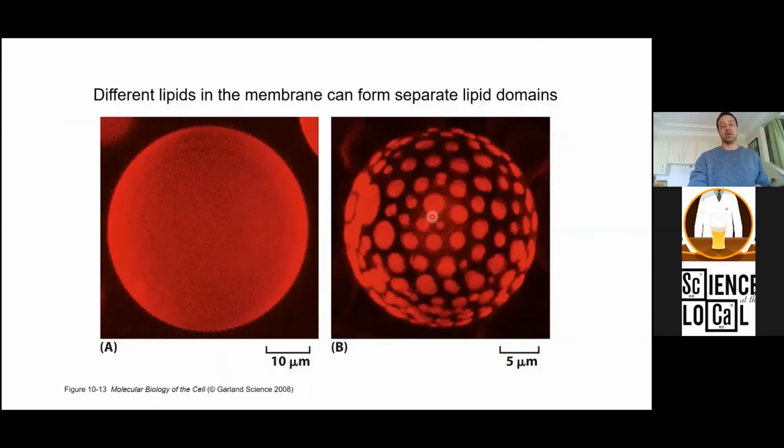And here's an example of some very smart scientists who managed to color certain lipids. And if it's just one sort of lipid, it's all very homogeneous. But when they put in two different types of lipids and color one, you can see they've formed all these wonderful circular domains in their liposomes that they've created. And that's the lipids, what we say, phase separating out into their own little domains. They like to hang together with each other, but they don't like to hang out with the other lipids in the membrane for whatever reason.